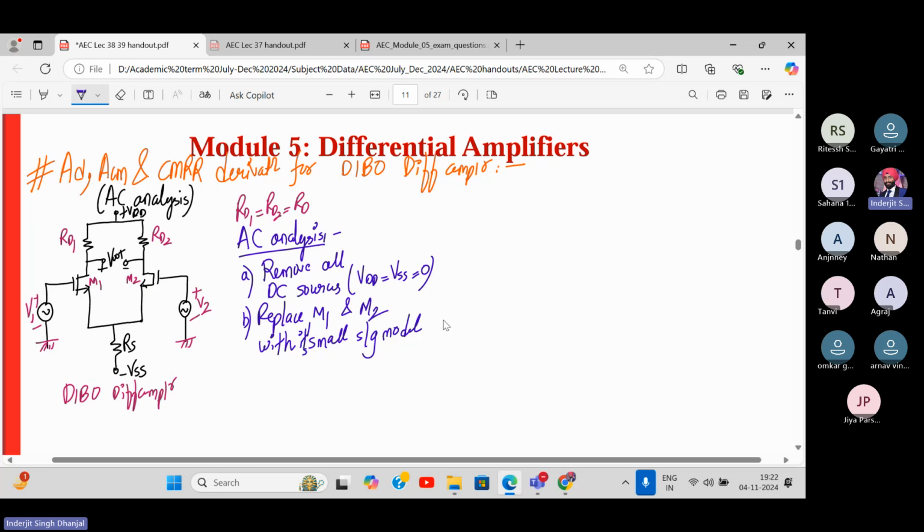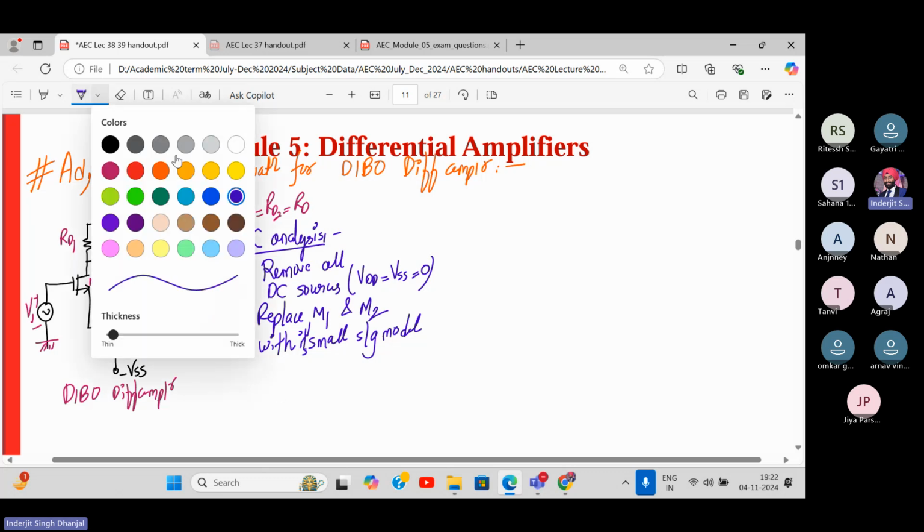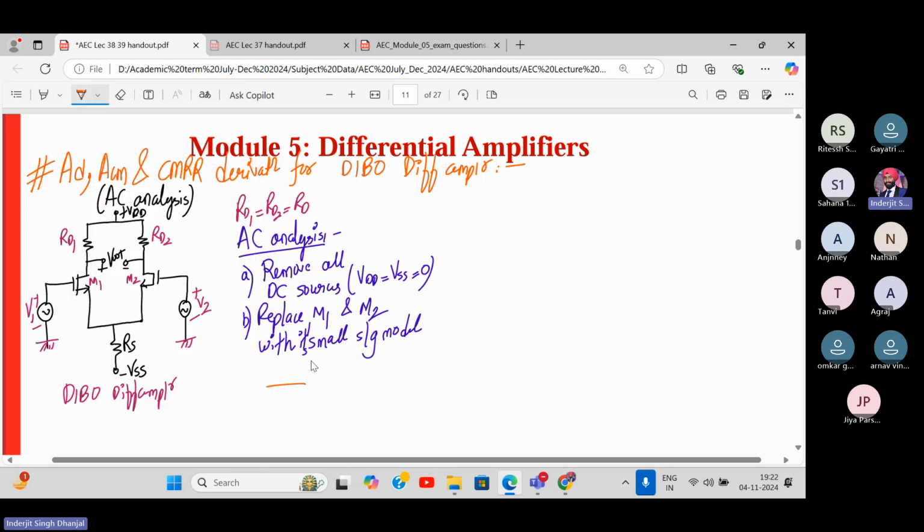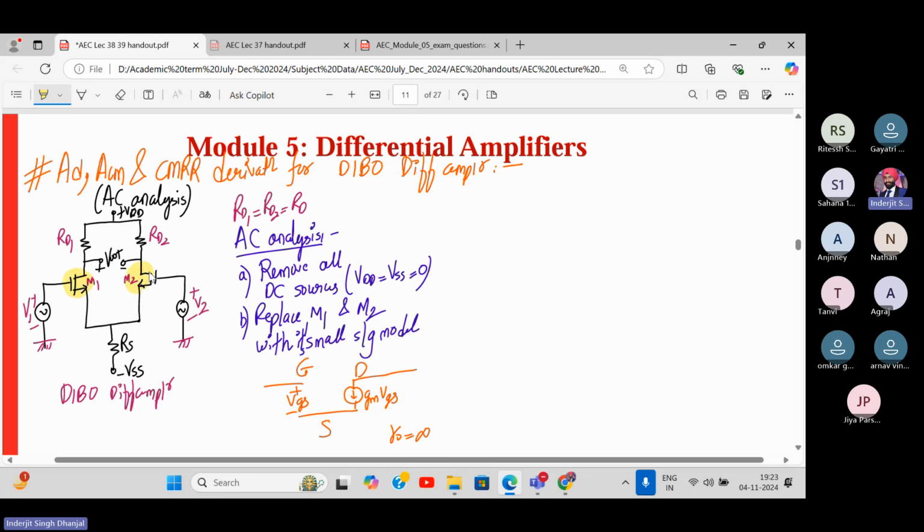Okay. What is a small signal model for a MOSFET? I hope you have started studying it. So that's my gate terminal, drain terminal, source terminal. Between the gate and source, it's open circuit, VGS. Between the drain and source, what is it? GM-VGS. We assume that RO is infinite over here. So this small signal model will replace this. We'll replace these MOSFETs with the small signal model like this.